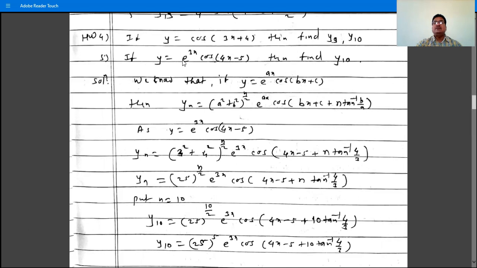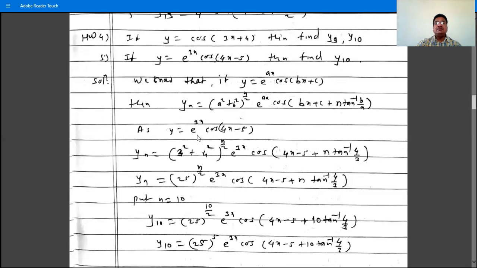The next problem, y is e raised to 3x cos 4x minus 5. Then find y10. So y is e raised to ax cos bx plus c, and if this is the formula, then yn is what? Yn is a square plus b square raised to n by 2, e raised to ax cos bx plus c plus n tan inverse b by a. So this is the formula. If y is e raised to ax cos bx plus c, then yn is this.